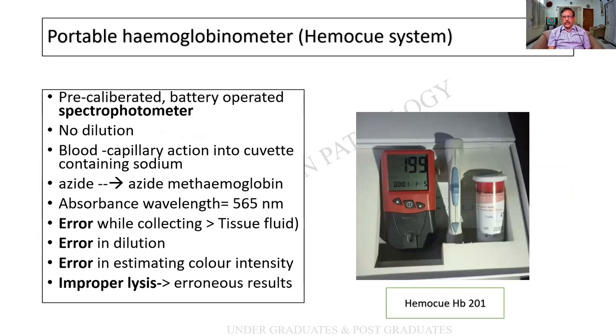There is another hemoglobinometer called the portable hemoglobinometer. It is pre-calibrated and it is operated by means of a spectrophotometer. Blood is taken by means of capillary action and it is put into a cuvette. Acid is added so that you get acid methemoglobin. And the absorbance value is given over here. The errors are again the same. There can be error in collection, dilution, estimation, and there also can be incomplete lysis. So this is the name of the machine, you can just mention it.